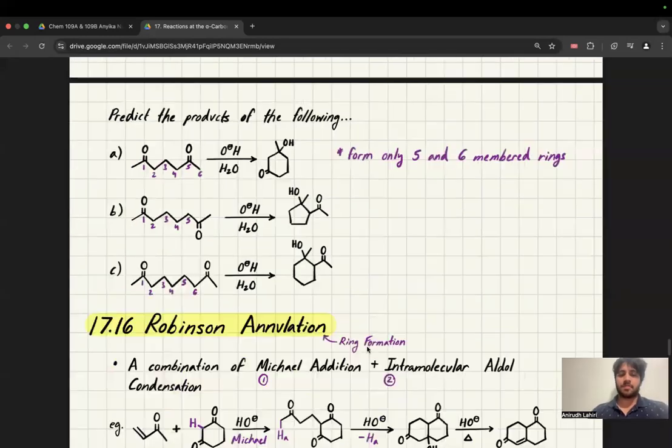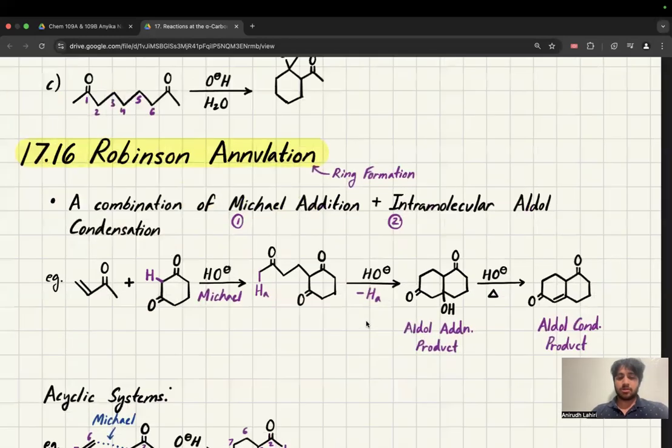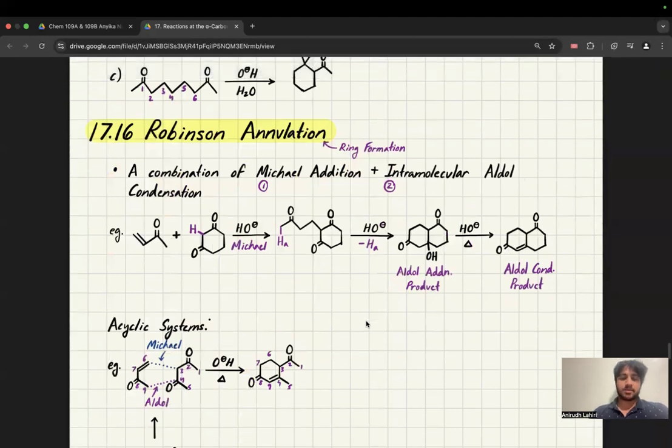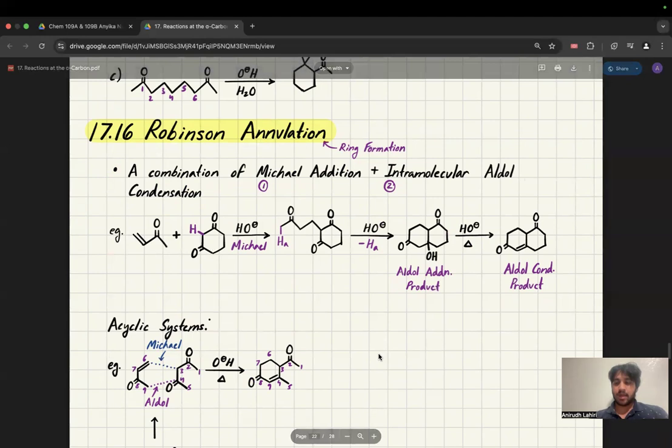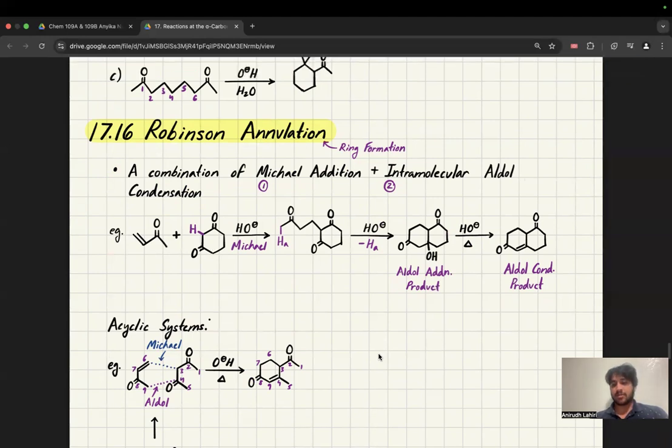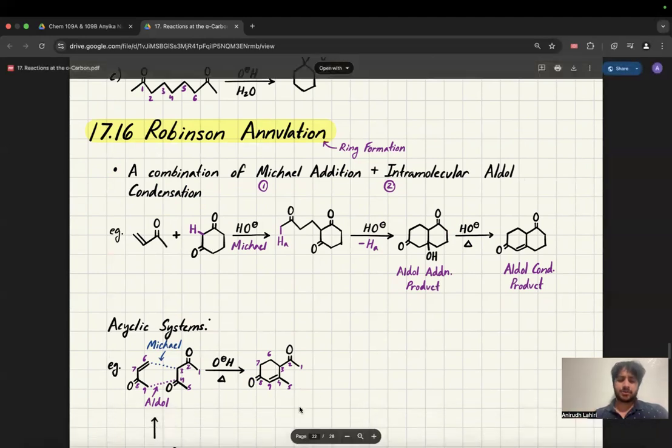Nothing new. Okay. Robinson annulation. So this is one that has a little bit of complexity associated with the mechanism. And again, it's one of those things where you should know how to predict and understand the mechanism, but I think it's sufficient if you know how to predict the products.